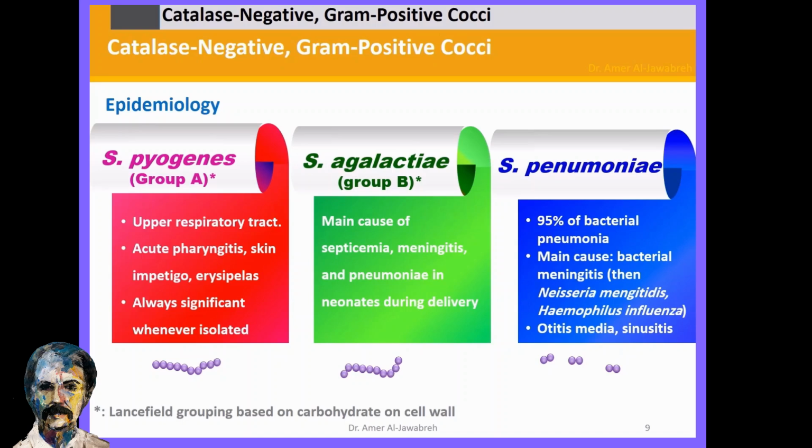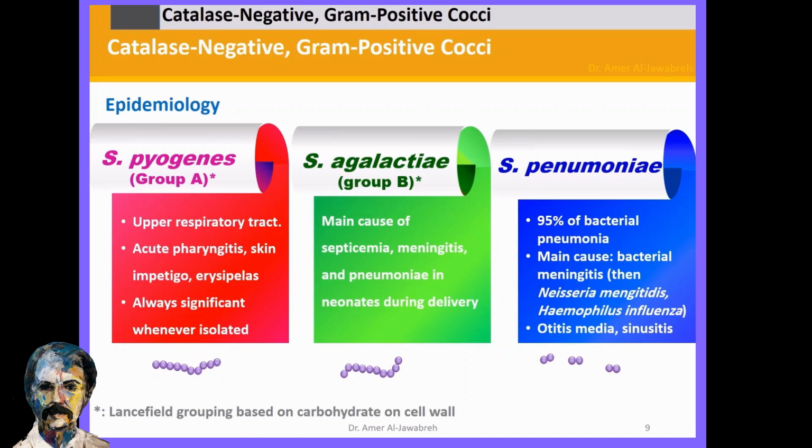This tells you why we keep testing the ladies all the time when they are pregnant. We don't want this to happen to the baby. Septicemia, bacteria in the blood of the baby, that's septicemia. Meningitis, inflammation of the meninges in the brain, and pneumonia, lung disease.